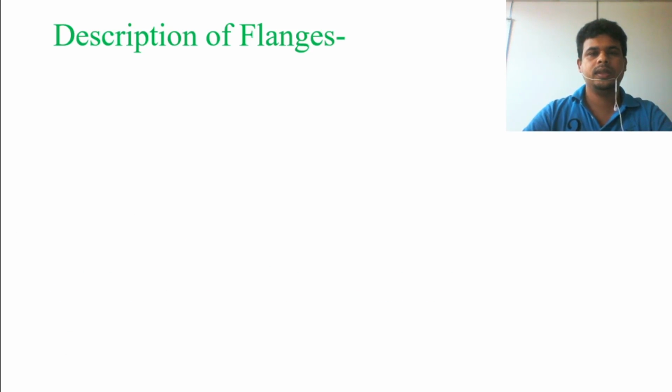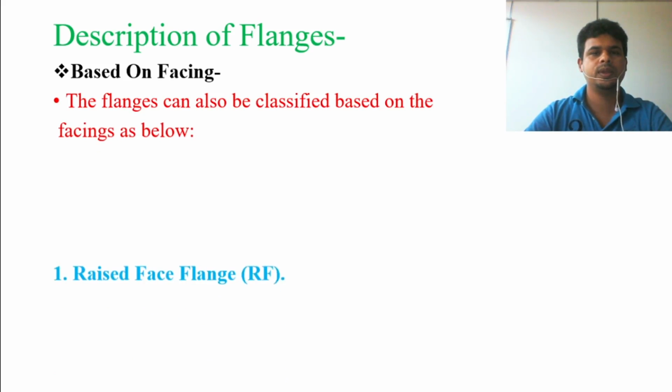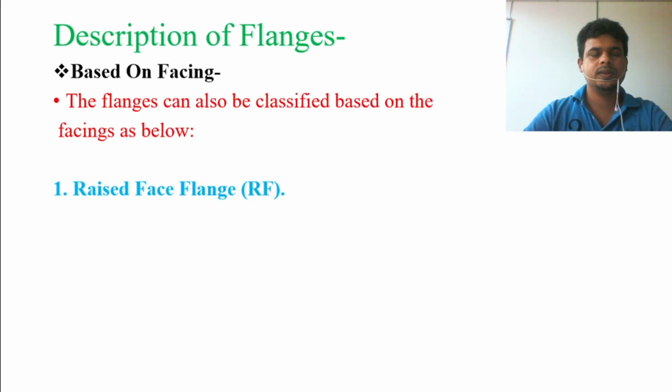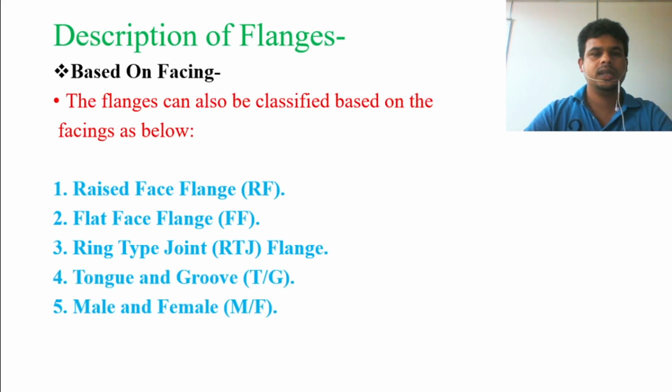So let's see what we have in today's lecture. The discussion is flanges. Today we will discuss flanges based on facing. These flanges can be classified based on the facing as below. Raised face flanges, so RF flange. Another type is the flat face flange, FF flange. Then ring type joint, RTJ flange. Then another one is the tongue and groove, TG flange. Then number 5 is the male and female flanges. In this lecture I will try to cover all these flanges in detail shortly, and give you the basic information. So let's see the details.